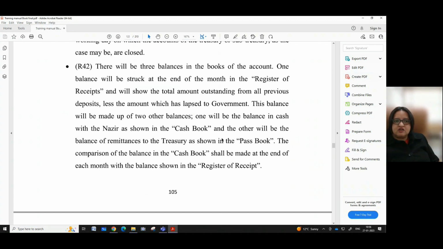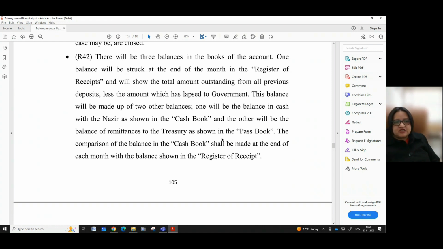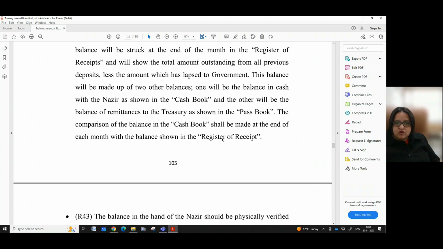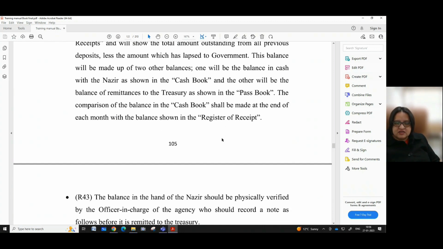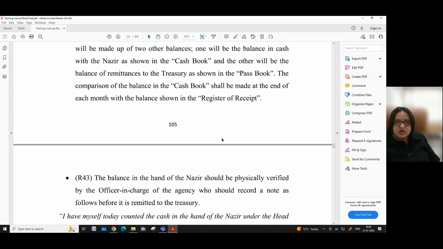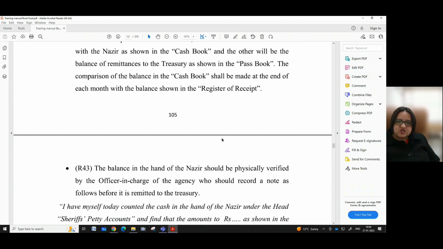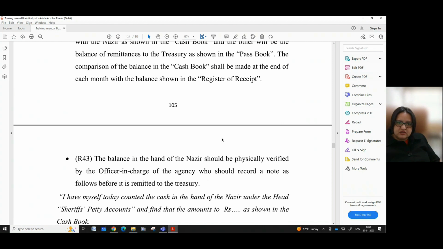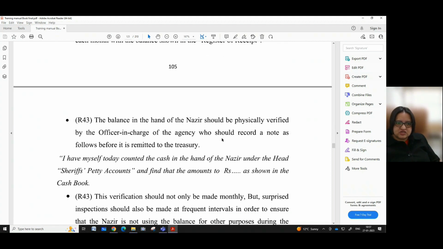Rule 42 says that there will be 3 balances in the books of the account. One balance will be struck at the end of the month in the register of receipts and will show the total amount outstanding from all previous deposits less the amount which has lapsed to government. This balance will be made up of 2 other balances. One will be the balance in cash with the Nazir as shown in the cash book, and the other will be the balance of remittances to the Treasury as shown in the passbook. The comparison of the balance in the cash book shall be made at the end of each month with the balance shown in the register of receipt.